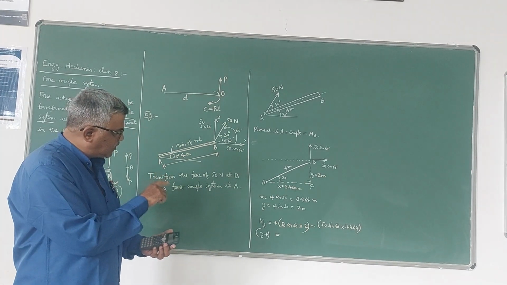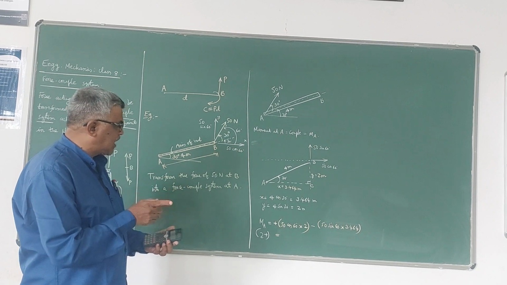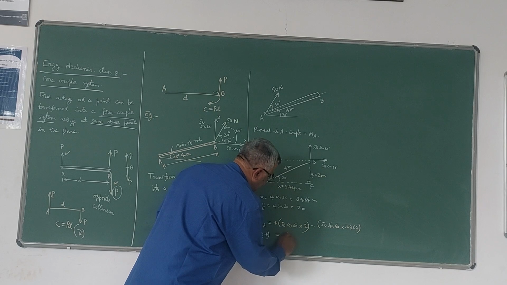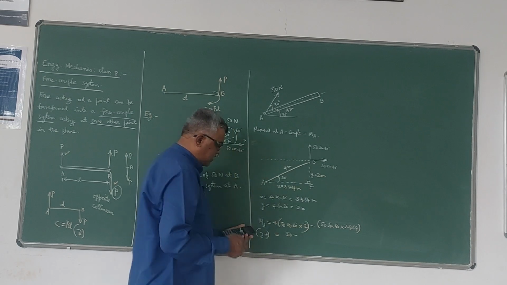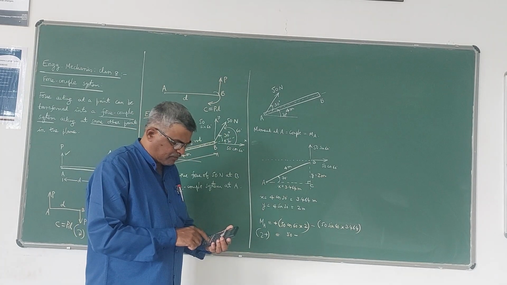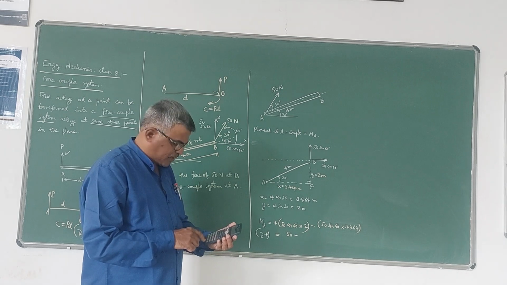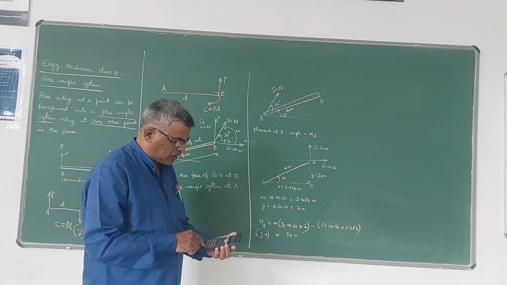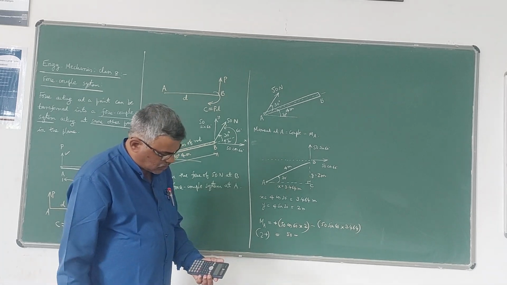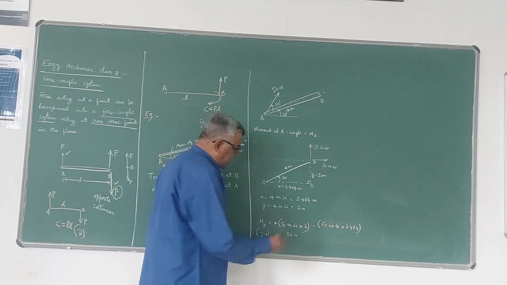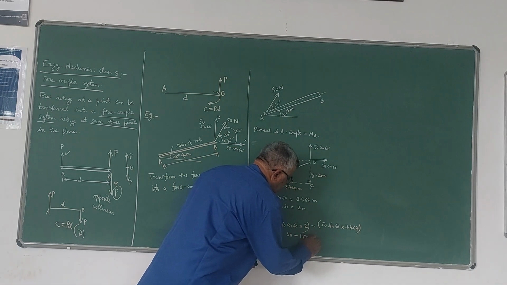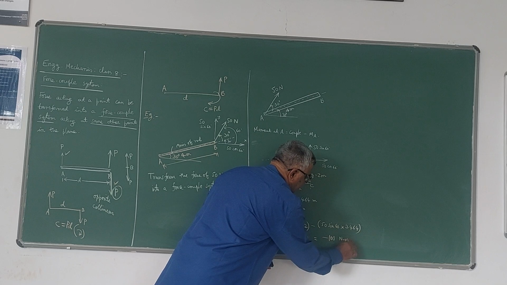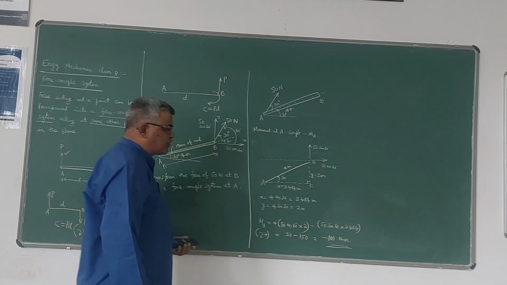So let me calculate it. So 50 into cos 60. Cos 60 is half. It becomes 25. 25 into 2 will be 50 only. Minus 50 into sin 60 into 3.464. So the answer is 149.99. You can take it as 150. So that means minus 100 Newton meter. Please note that it is moment, force into distance.